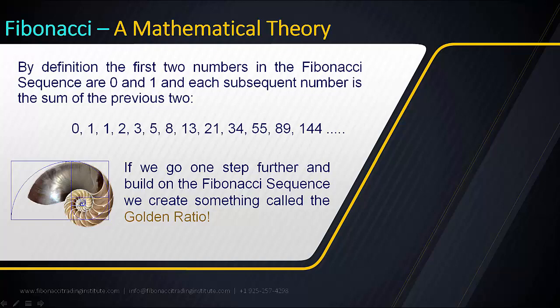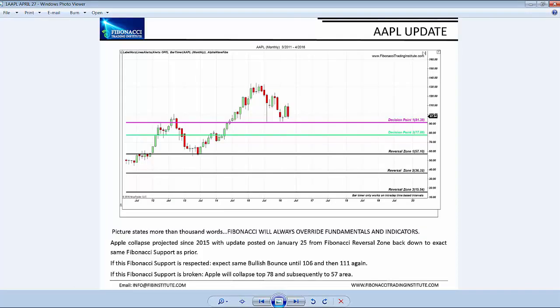This is what happened on Apple in 2015, when Apple came out with the worst earnings in 13 years. Apple was sitting at crucial Fibonacci support. I said at hedge fund convention, social media, LinkedIn, website, YouTube channel, if this support respected, I don't care what the earnings are. Apple will move up higher to 106 and 111.